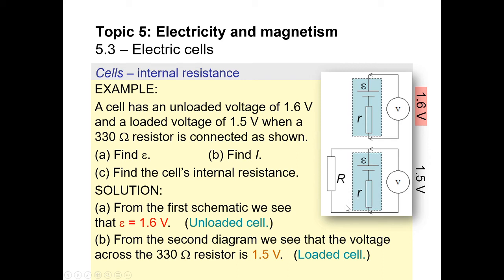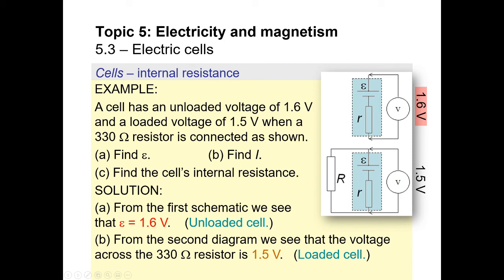So from the point of view of this resistor, this capital R, it looks as though this entire battery in the blue box is only supplying 1.5 volts. But in fact, it's supplying 1.6, but 0.1 is being used here at the internal resistor. Okay? So that means we know the resistance here, right? 330 ohms. We know the voltage, it's 1.5 volts. We can find the current using Ohm's law.